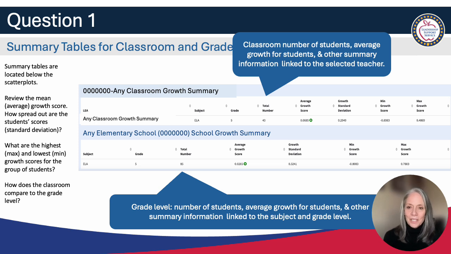You're also going to get summary tables beneath these visuals. You're going to see the classroom summaries. You're going to see the average growth score, or the mean growth score. You're going to see the standard deviation, the minimum, and the maximum. Then you're also going to see it for your school. And what's interesting about that is it gives you a sense of how your students' growth compares to the growth of other students in that grade level and subject within your school, or other classrooms per se.